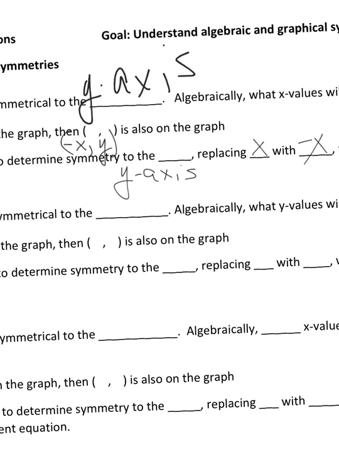Long story short, it means we plug in -x, simplify, like if it's squared, for instance, the negative goes away. And the result, after simplifying, if that's the same equation as what we originally had, then we know that equation would produce a graph that's symmetrical to the y-axis.